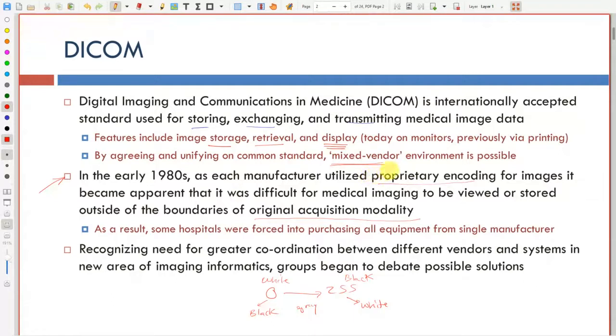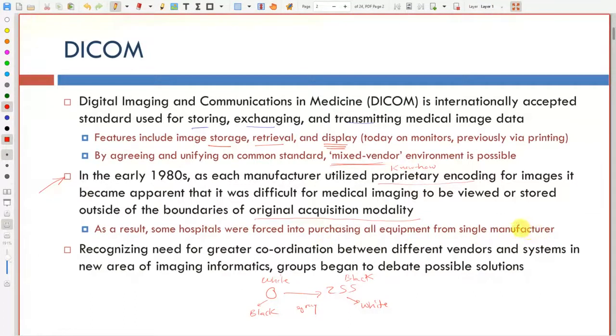I consider it as know-how. So basically, I don't want anybody else to know how to do it, so that I'm the only person who can decode it in order for people to see it. This was very bad, and very difficult, and hospitals were forced to purchase all the equipment from a single manufacturer.